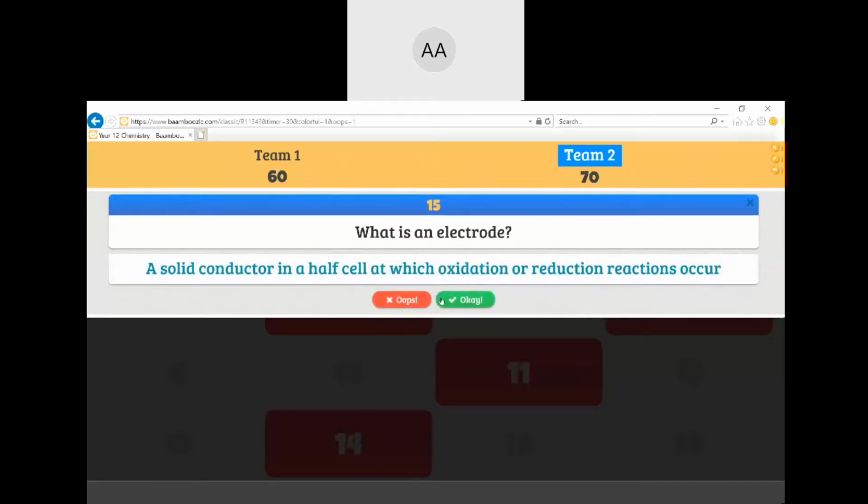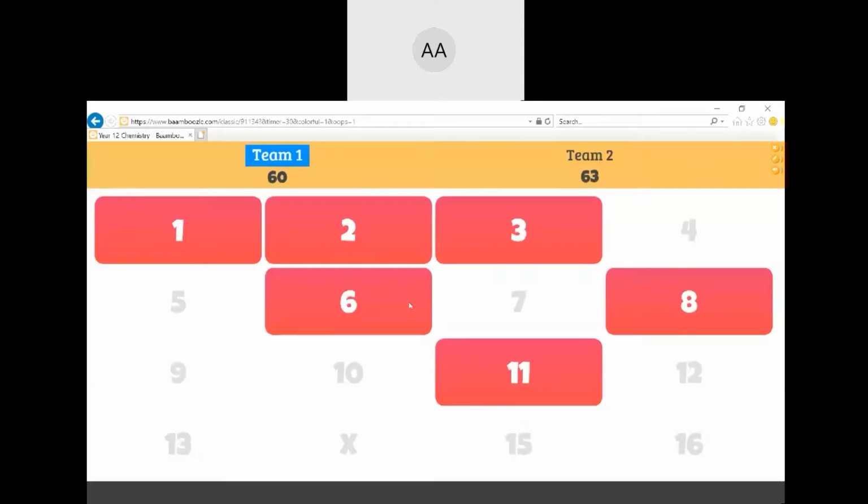A solid conductor in a half cell at which oxidation or reduction reactions occur. Now, I'm sorry, Team 2, I'm not going to be able to give you that one because whilst you got solid conductor, you did not mention oxidation or reduction, and we needed the specific language there. Okay, there's 5 points in it at the moment.